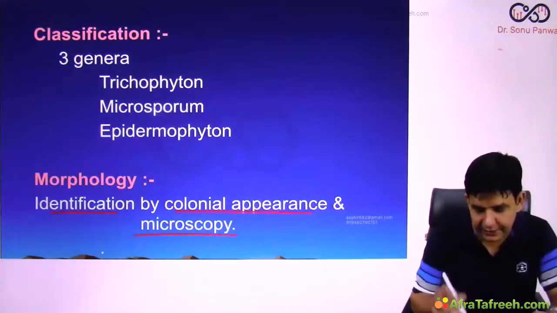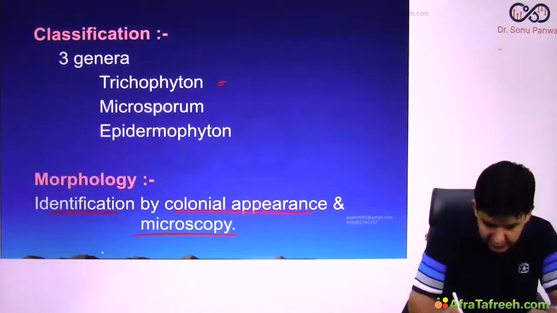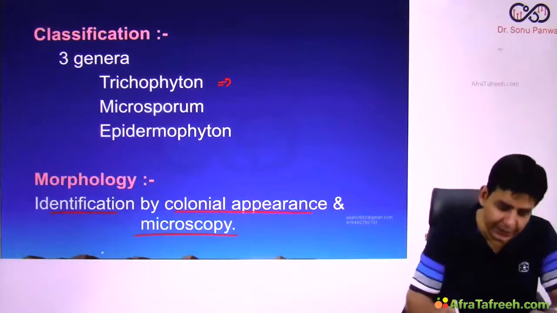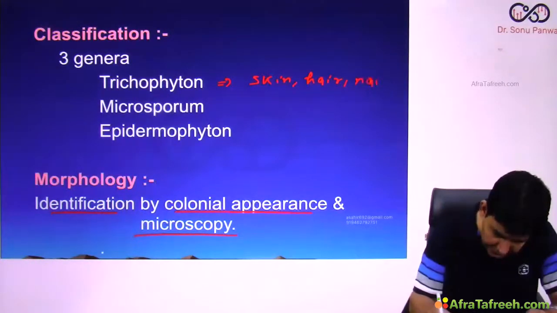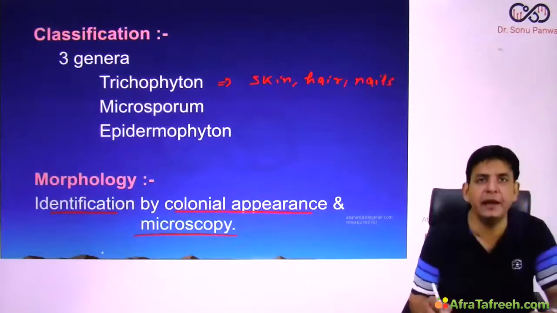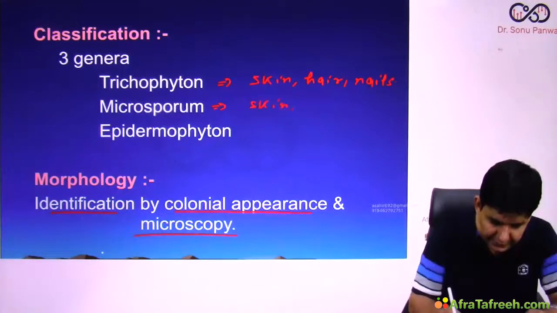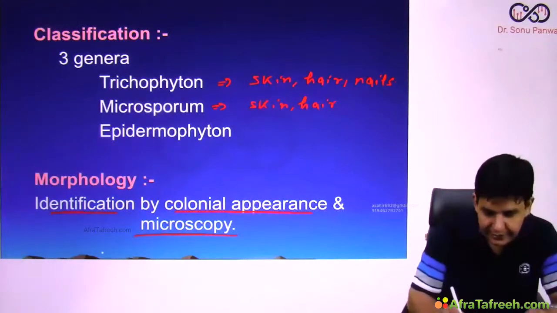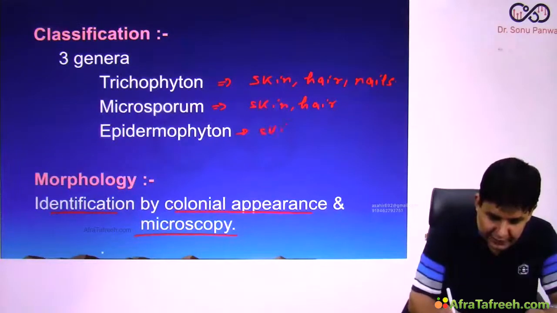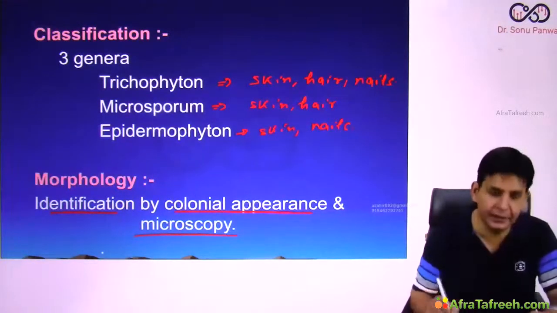The morphology is identified by colonial appearance and microscopy. Remember, this is a question: Trichophyton involves what? Skin, hair, and nails. Microsporum involves what? Skin and hair. And Epidermophyton involves what? Skin and nails.